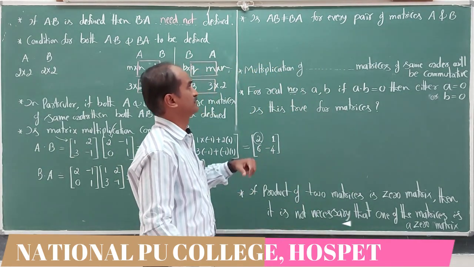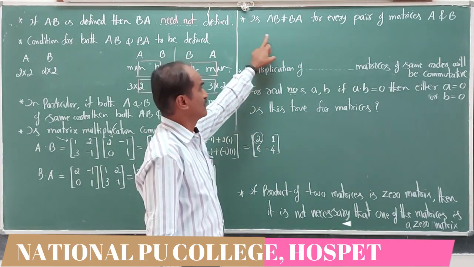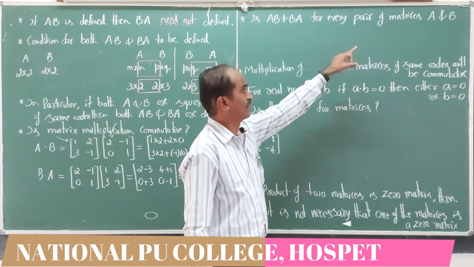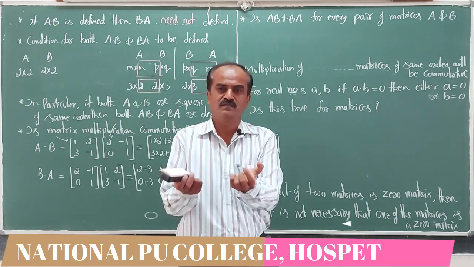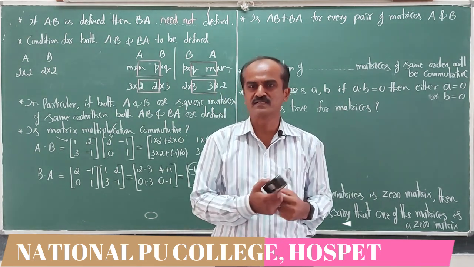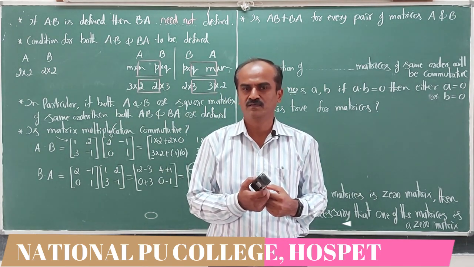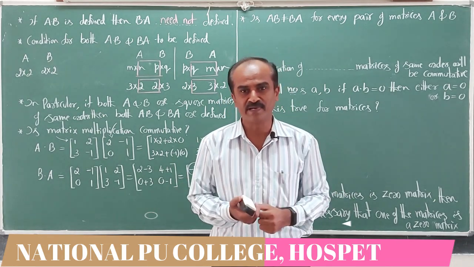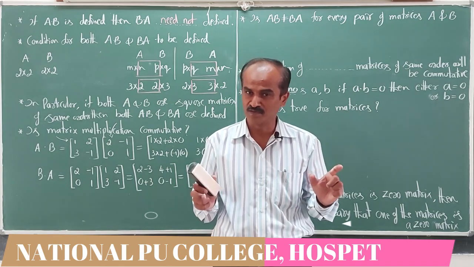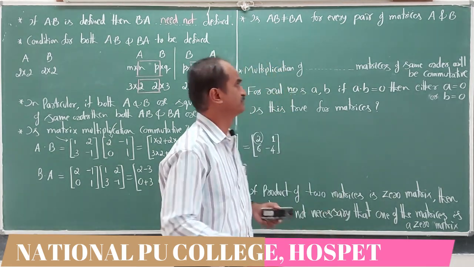Next point. Is AB not equal to BA for every pair of matrices A and B? Means AB, BA I am considering. Is it guaranteed that always AB is not going to give us a BA matrix? Now let us check with example.